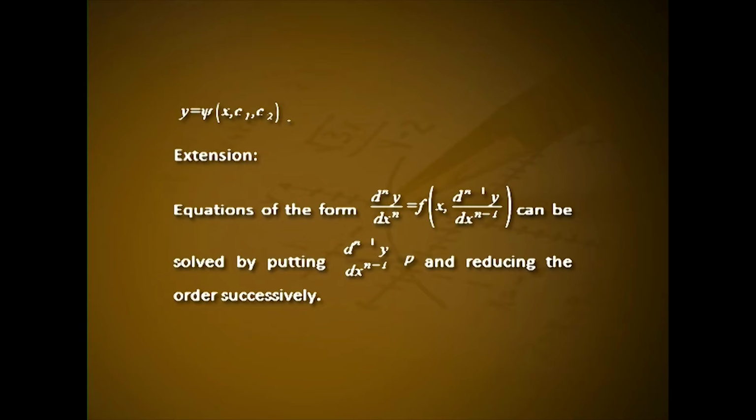Extension: equations of the form d raised to n y by dx raised to n is equal to f of x comma d raised to n minus 1 y by dx raised to n minus 1 can be solved by putting d raised to n minus 1 y by dx raised to n minus 1 is equal to p and reducing the order successively.